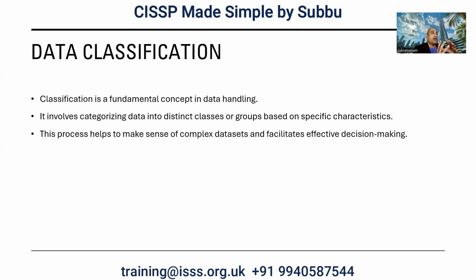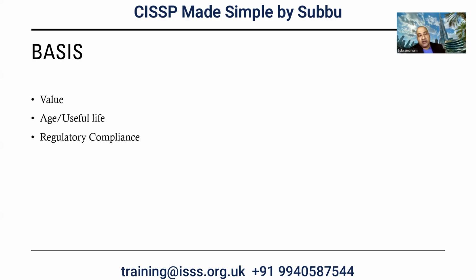If you don't have the data classification, if you don't have the labeling, labeling might not be the security way of handling the data, but it is actually required. It facilitates you to handle the data. But data classification definitely is going to facilitate the secure way of handling the data. So value, age, useful life.